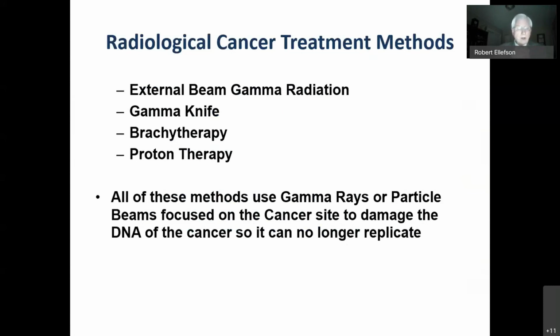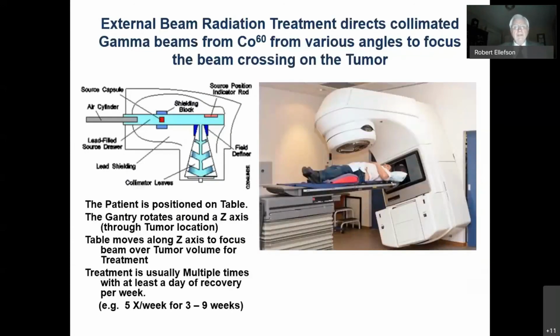Now, the premise on all of these methods is that they use gamma rays or particle beams focused on the cancer site to damage the DNA of the cancer so that it can no longer replicate. That's how you kill it: if it can no longer replicate, it eventually withers and dies itself, and that's the way the cancer goes away. So let's look first at the external beam radiation treatment method.